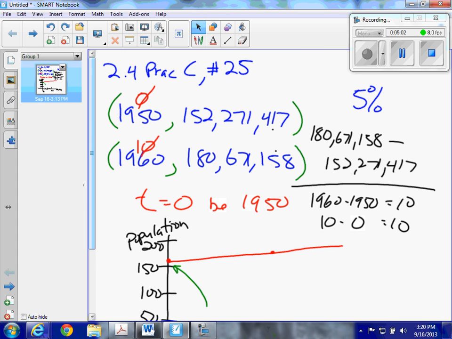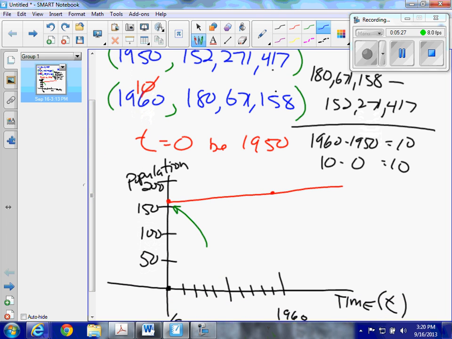So let's see, do I have a calculator? I have to get my calculator. And I'm going to do this division on the calculator where you can't see it. But if I have 180,671,158 minus 152,271,417, that gives me a slope. So m is equal to 28,399,741 divided by 10. So I'd make this a decimal point, put a comma there and a comma there, get rid of my 10.